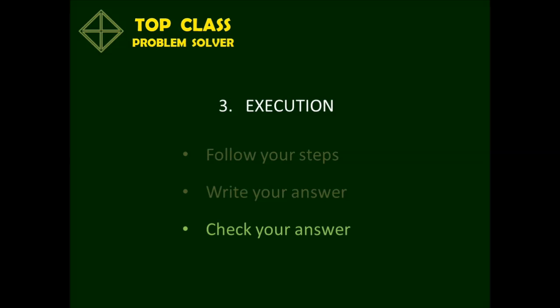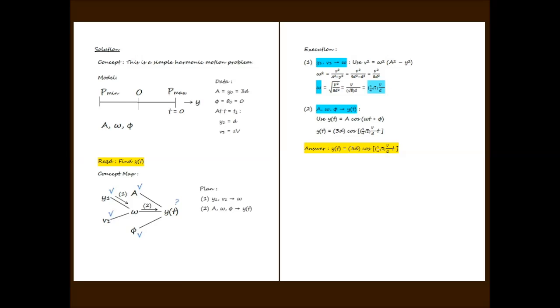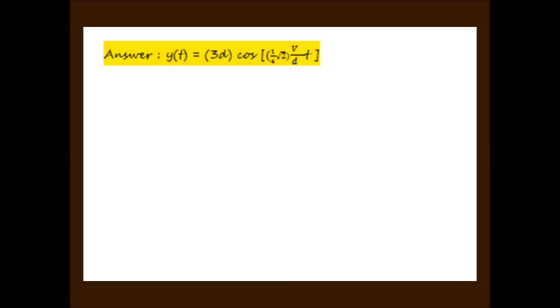The third step of the execution is to check your answer. When you check your answer, make sure that you state clearly what is required, that you give the appropriate unit, and that the magnitude of your answer is reasonable. So first we verify that we have written as our answer exactly what it is that was required. Then we check our unit.